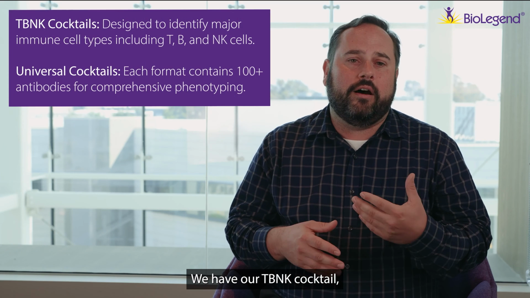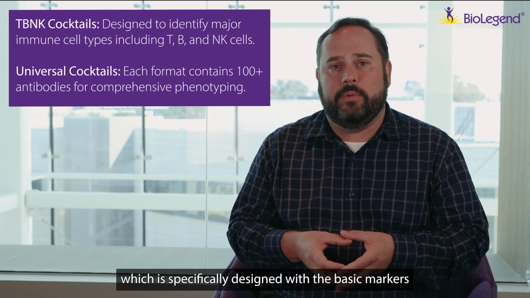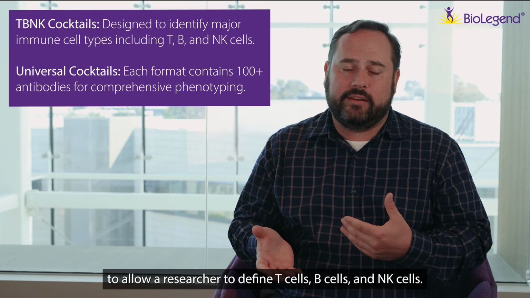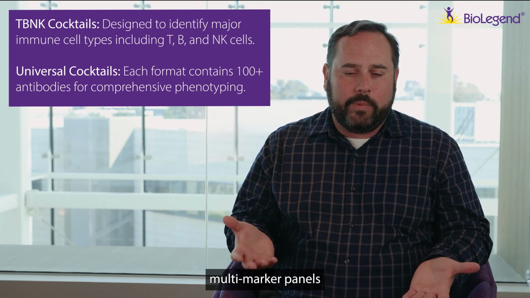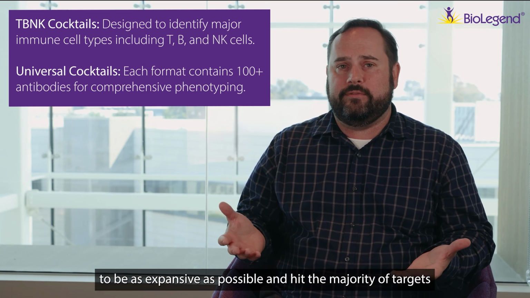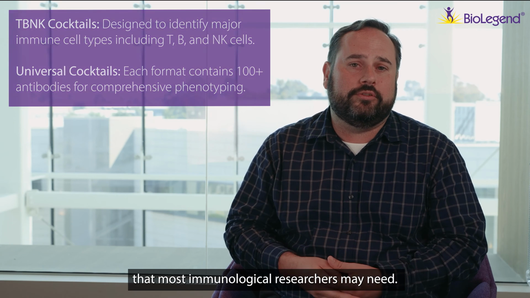We have our TB&K cocktail, which are specifically designed with the basic markers to allow a researcher to define T cells, B cells, and NK cells. And then we have our universal panels, which are these multi-marker panels that are upwards of hundreds of markers to be as expansive as possible and hit the majority of targets that most immunological researchers may need.